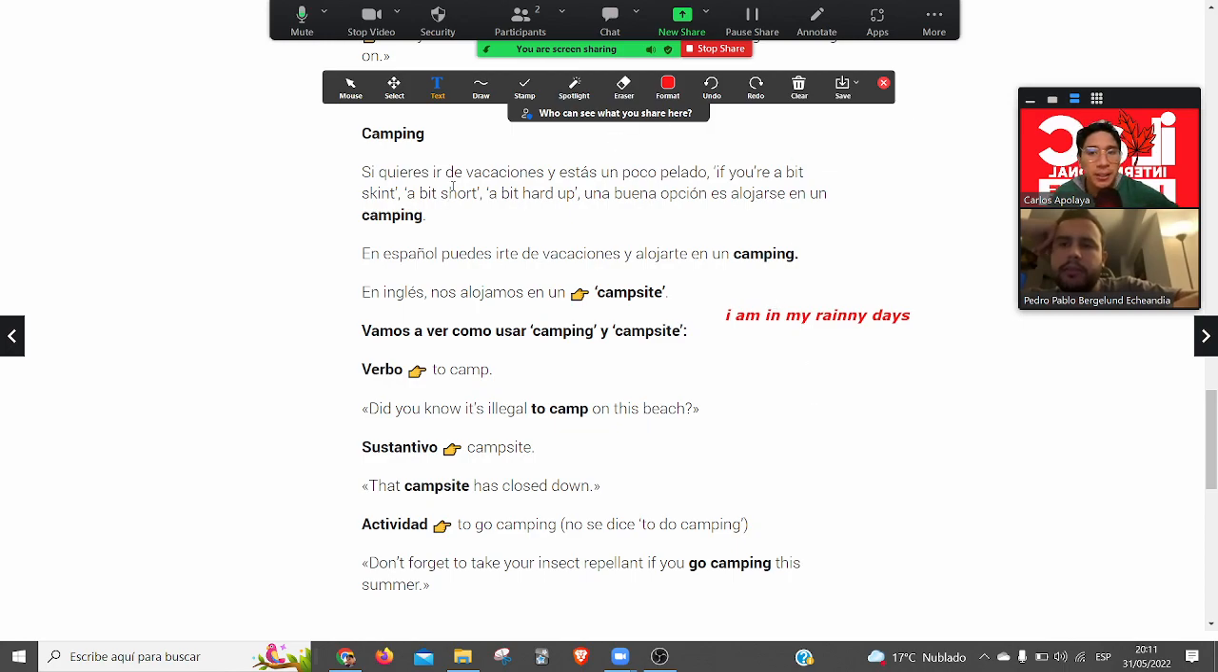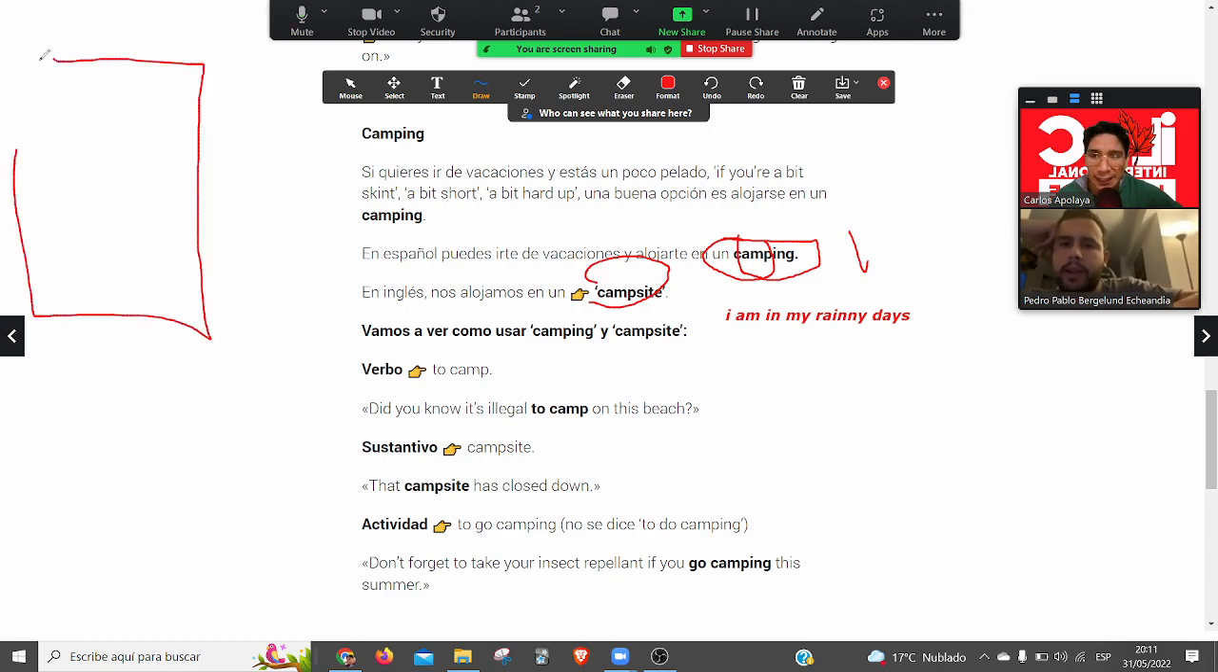Okay, so you're a bit short or you don't have money to pay, so you say camping. Me voy de camping, ¿no? Es común en español, pero en inglés no existe. Camping viene del verbo camp, que es acampar. ¿Ok? El verbo camp es acampar. El lugar a donde vas es un campsite. El lugar que está destinado para que tú pongas tu tent, tu tiendita, todo esto se llama campsite. ¿Ok? El verbo camp es acampar.